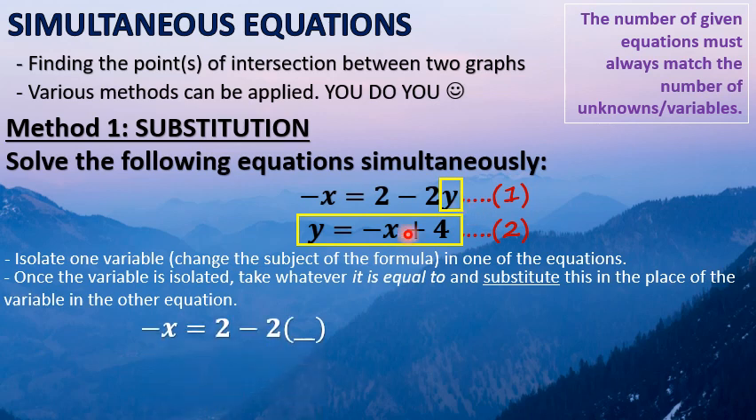We can take that y minus x equals 2 minus 2y, but instead of placing a y here, let's place what y is equal to. From equation number 2, you can see y is equal to negative x plus 4. Voila! Back to grade 8. We now have an equation with one variable only that we can solve.